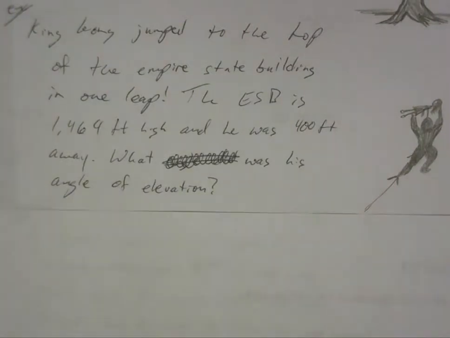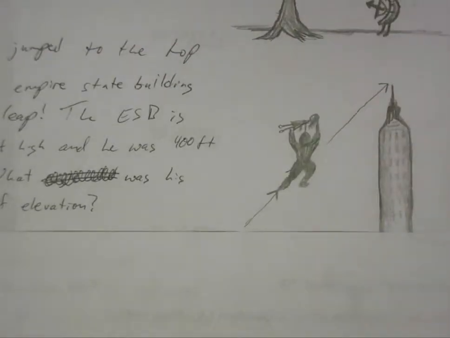Anyways, King Kong jumped. You may want to pause the video again and do whatever. Yeah, he's carrying his lady friend. She's not in the word problem. I don't know why she's there. That doesn't make sense. Bridget's crazy. She has to do the Empire State Building.